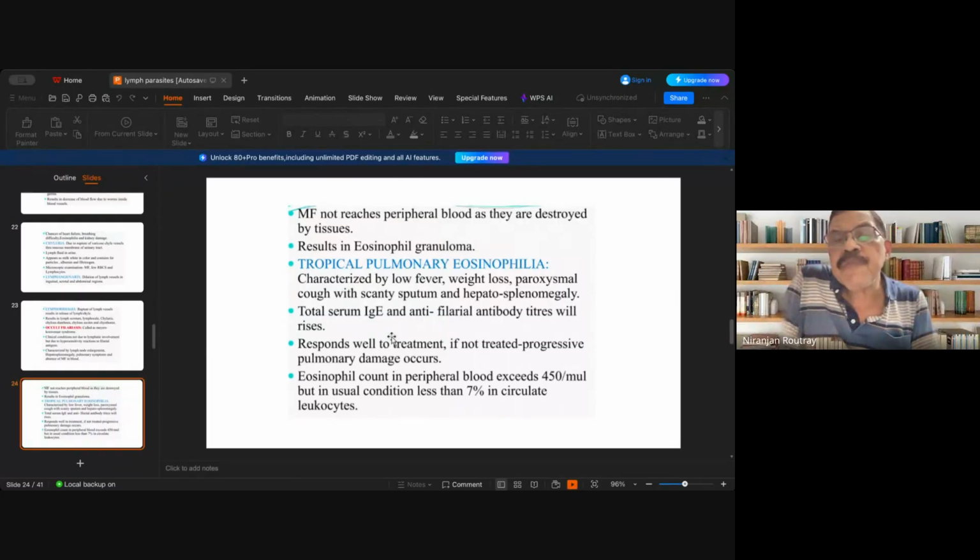The eosinophil count in the peripheral blood exceeds 450 per microliter, but in the usual condition it is less than 7% in circulation. So generally the count rises. We denote the eosinophil count as a percentage, and it always goes beyond 12 to 14% or 16%.